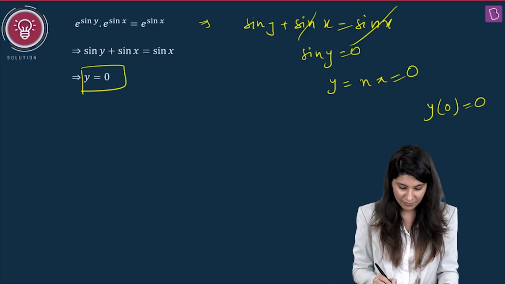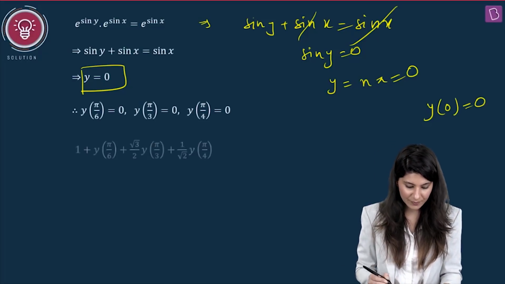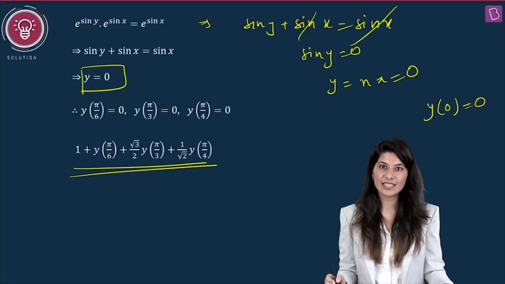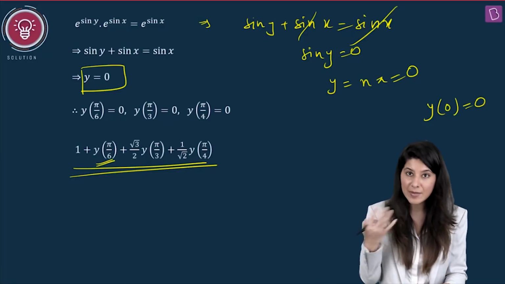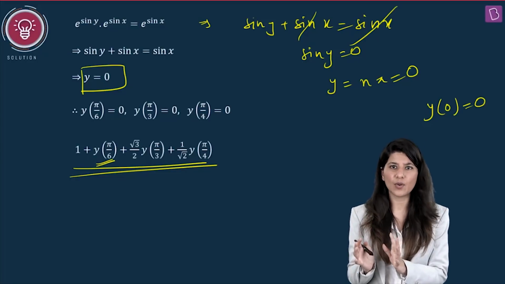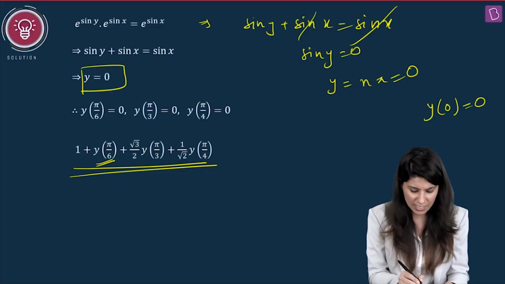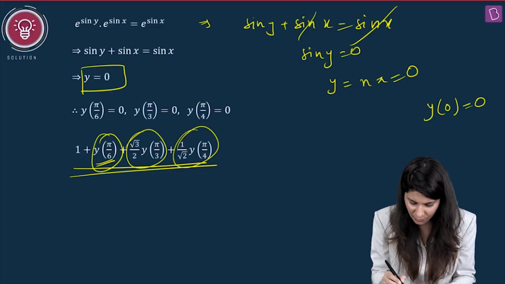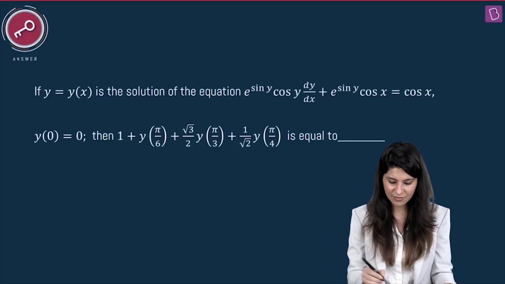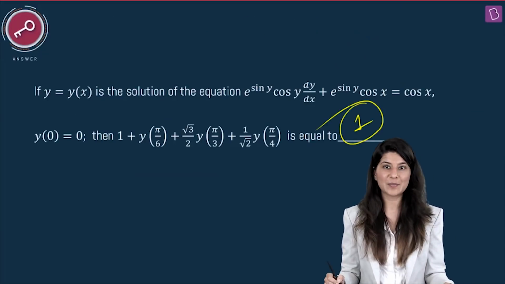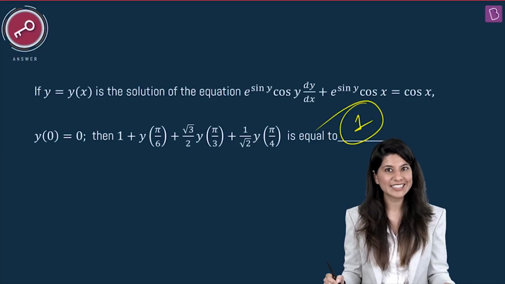And actually, we are looking for this expression, right? Over here, y of pi by 6, y of anything would be 0 now, because y equals 0 is the solution. So 1 plus 0 plus 0 plus 0 is equal to what? 1. So the final answer of this particular question is nothing but 1. Okay.